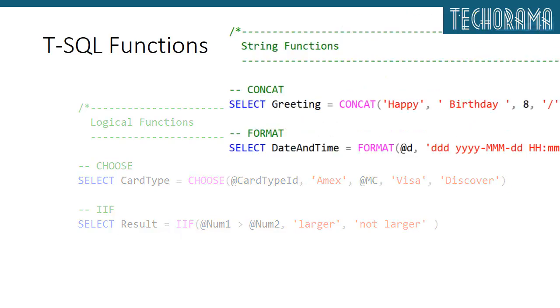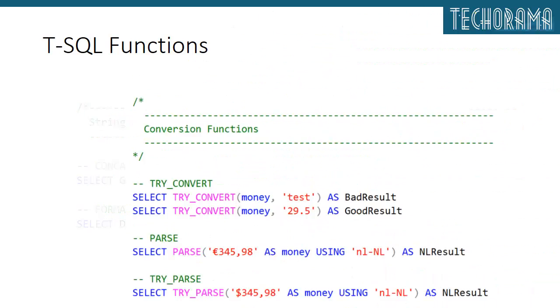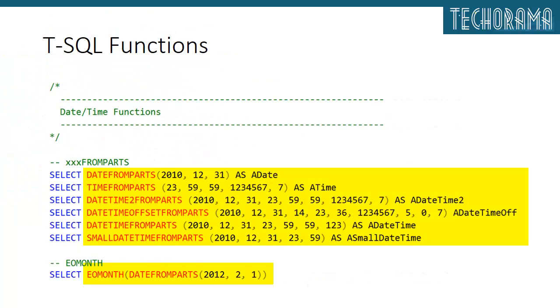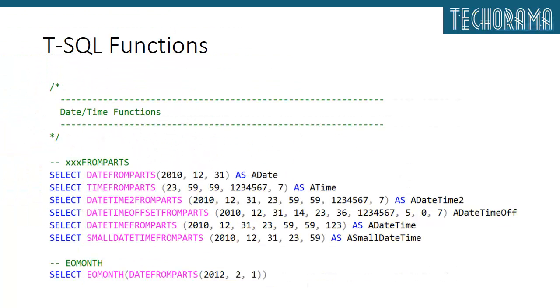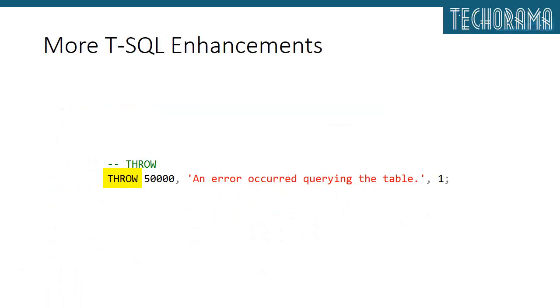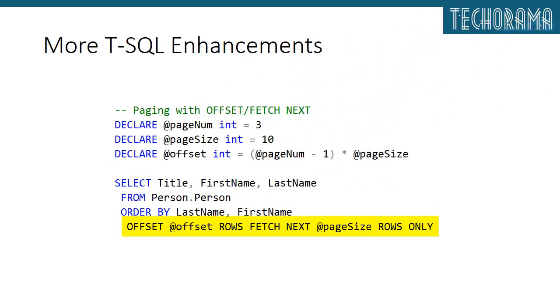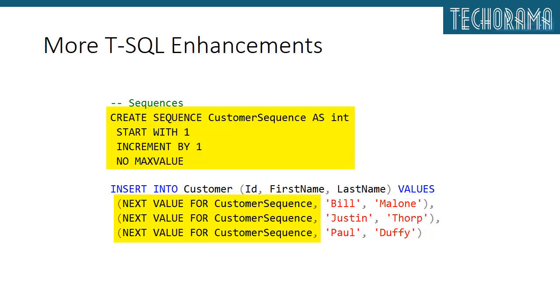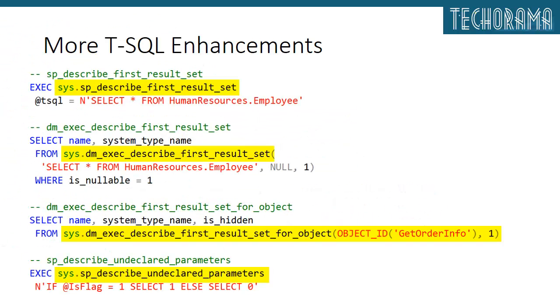We'll learn about many other of the latest T-SQL functions as well, including logical, string, conversion, and date-time functions that you can use to write better T-SQL code. And we'll look at other language improvements, like throw for better error handling, server-side paging with offset and fetch next, the sequence object for sequential number generation, and metadata discovery for dynamic query situations where you don't know the schema of a result set in advance.